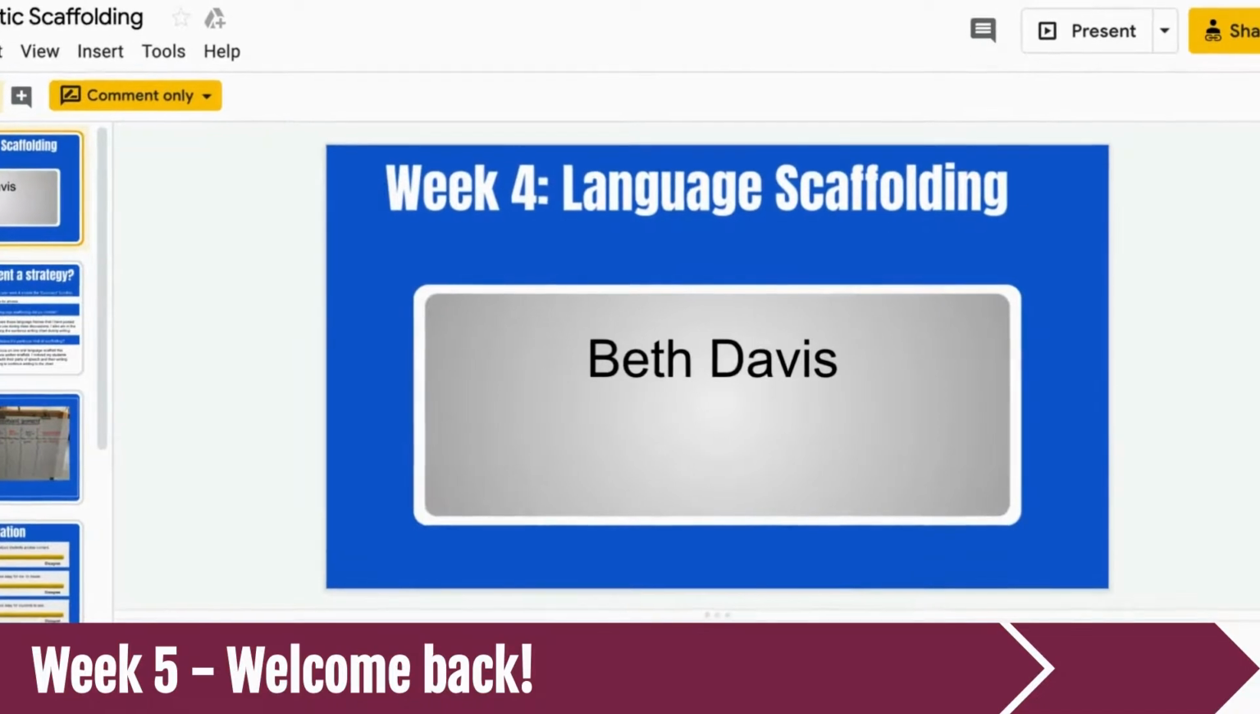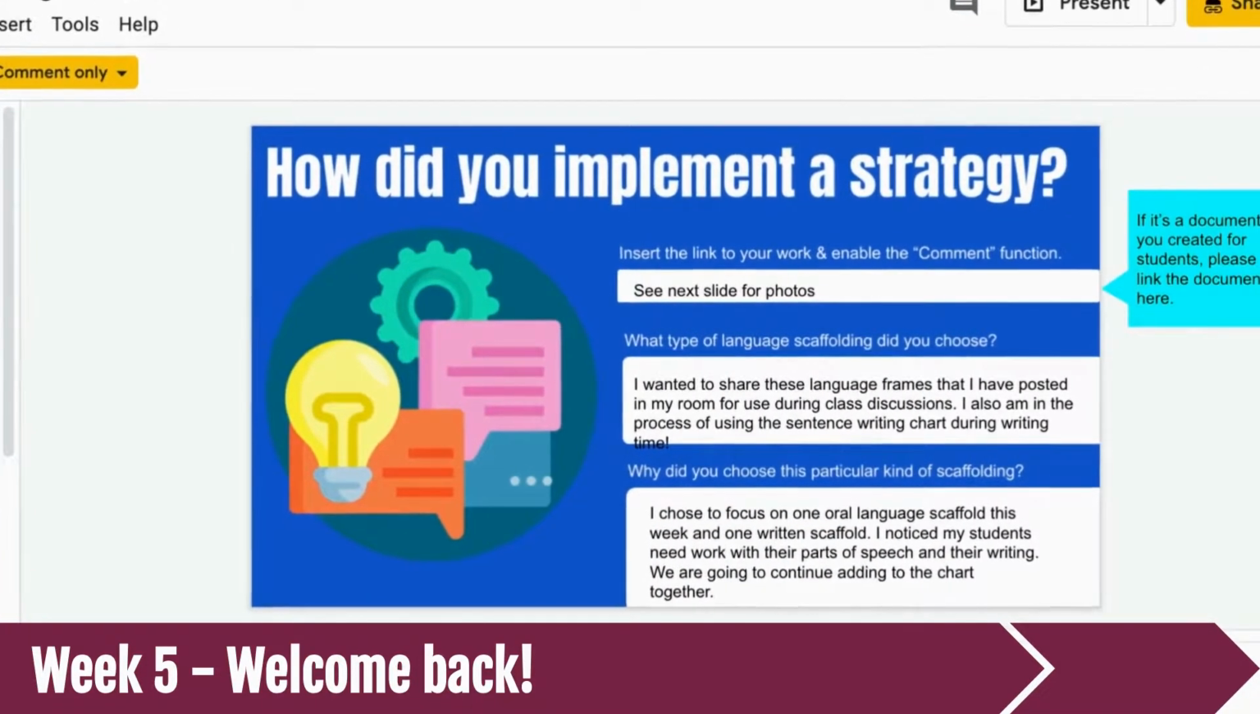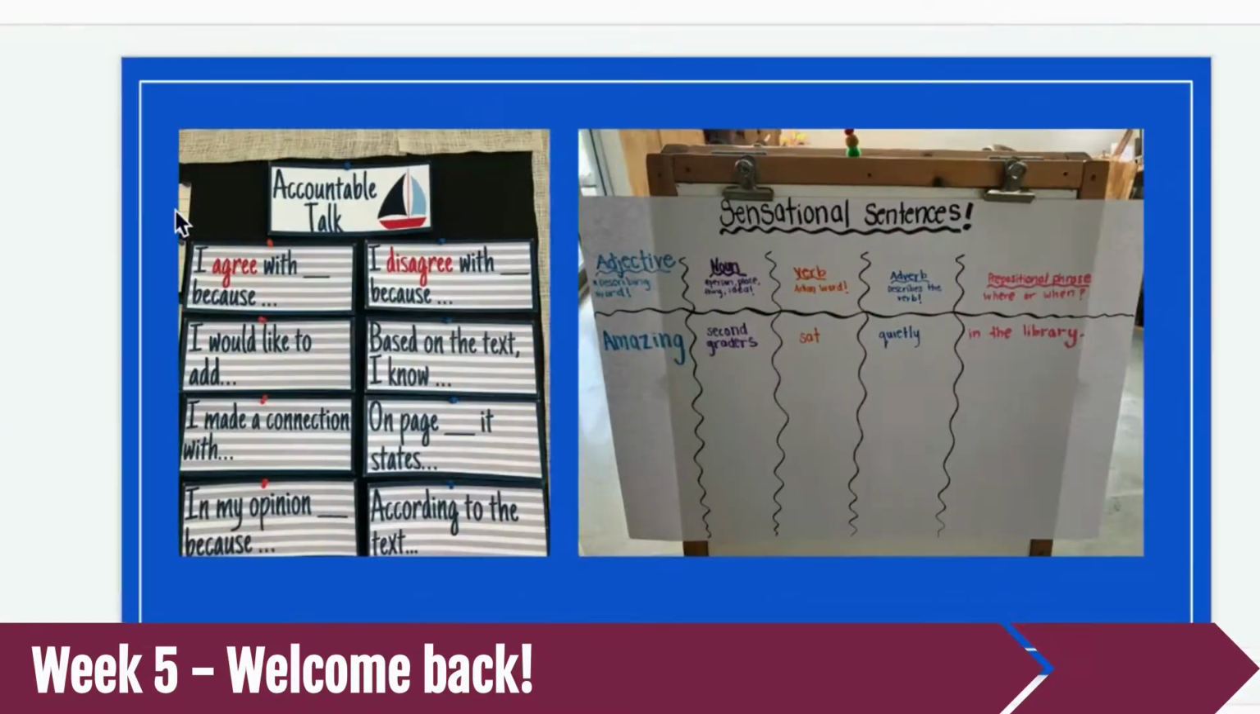This strategy comes from Beth Davis. She shares how she uses language frames and sentence frames to help kids in their oral and written language. This poster is an accountable talk poster. She puts it up for her kids, and they use it during discussions, such as, "I would like to add." She also has sentence frames such as, "On page blank it says," which helps kids become text-centered.